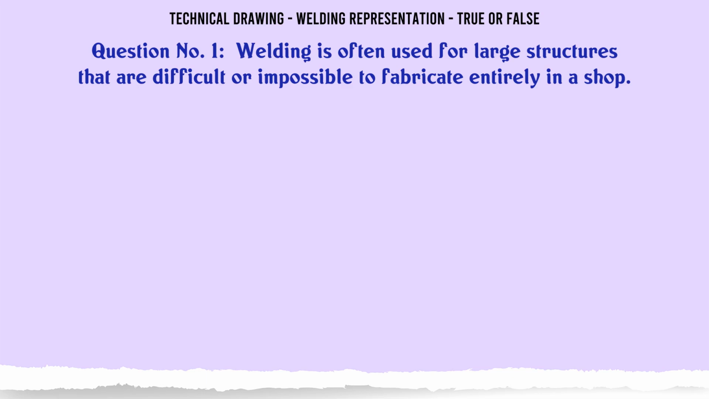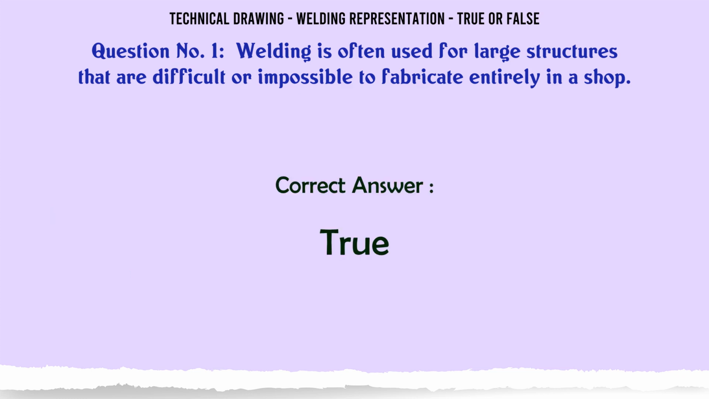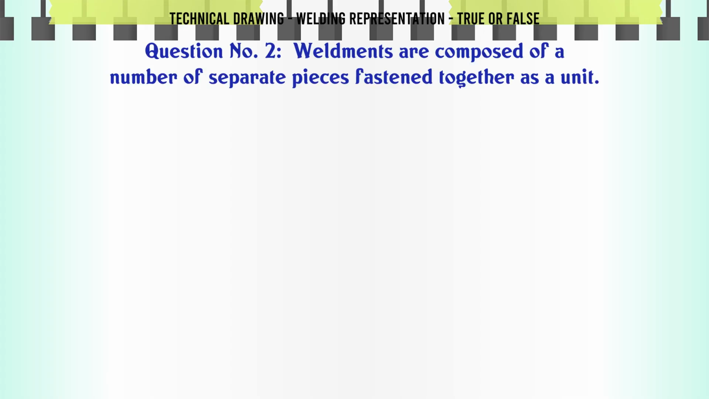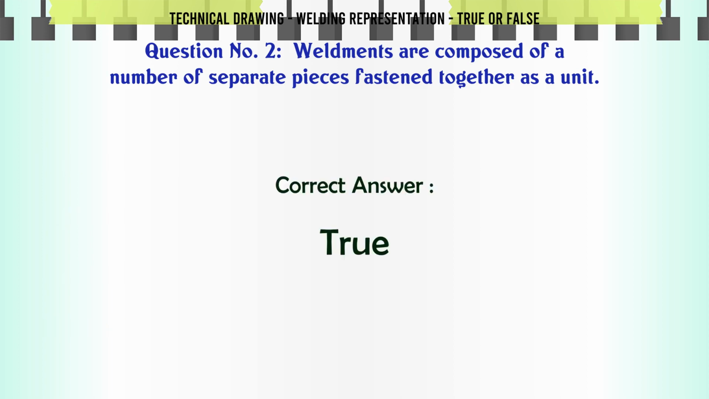Welding is often used for large structures that are difficult or impossible to fabricate entirely in a shop. True or false? The correct answer is true. Weldments are composed of a number of separate pieces fastened together as a unit. True or false? The correct answer is true.